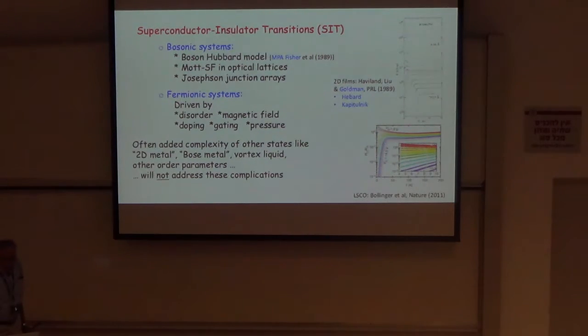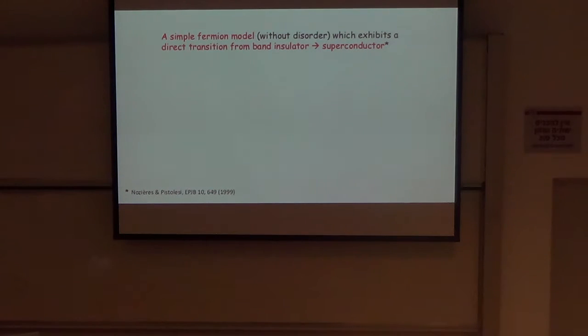So our goal in undertaking this work was to just think of a simple toy model and say, can you come up with a very simple, possibly the simplest fermionic model, which has no disorder, but which nevertheless exhibits a direct band insulator to superconductor transition, and see if we could learn something. There's a precedent for asking this question. It's a beautiful earlier work, but that model was so simplified that it couldn't ask essentially most of the questions that I'm going to ask. I'd be happy to talk to people about the relationship with that model.